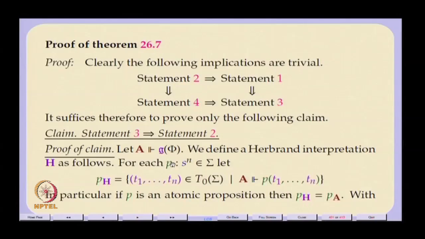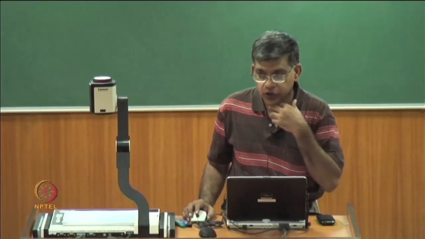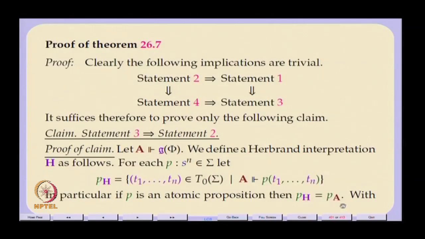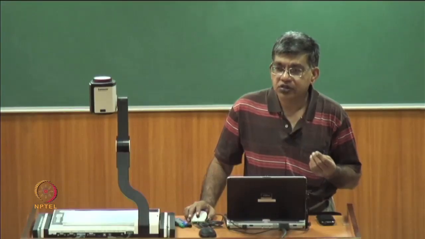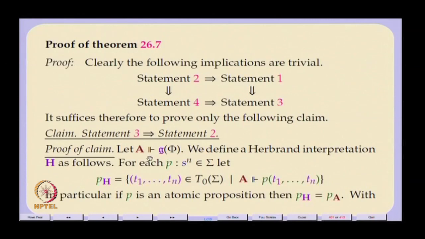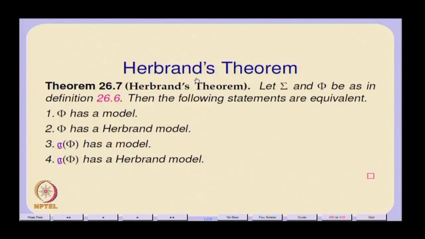In particular, if P is an atomic proposition, by atomic proposition I mean that P is a zeroary relation, which means that it only has a truth value true or false, then I assign P the same truth value as it gets assigned in A. And with this construction exactly the same atomic formulae are valid in A and H, right. And therefore, you can just use structural induction to show that H under this interpretation of atomic formulae is a model of G of phi, and therefore, also a model of this statement too. So, phi has a model, right.